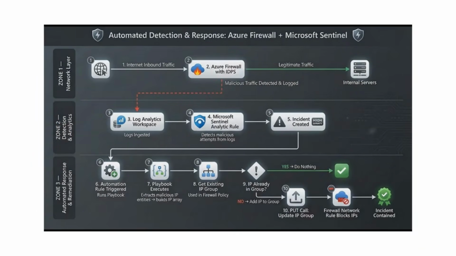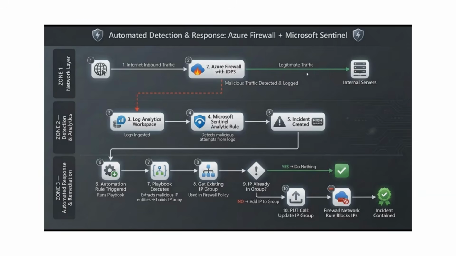So this is the scenario that we will be covering: automated detection and response with Azure Firewall and Microsoft Sentinel. Here, if we look at this first layer, this is where we're looking at the incoming traffic. All of the internet inbound traffic going through Azure Firewall has intelligent detection capabilities like threat intelligence and IDPS, so that all of the malicious traffic will be either blocked or alerted based on what setting we have configured on the firewall.